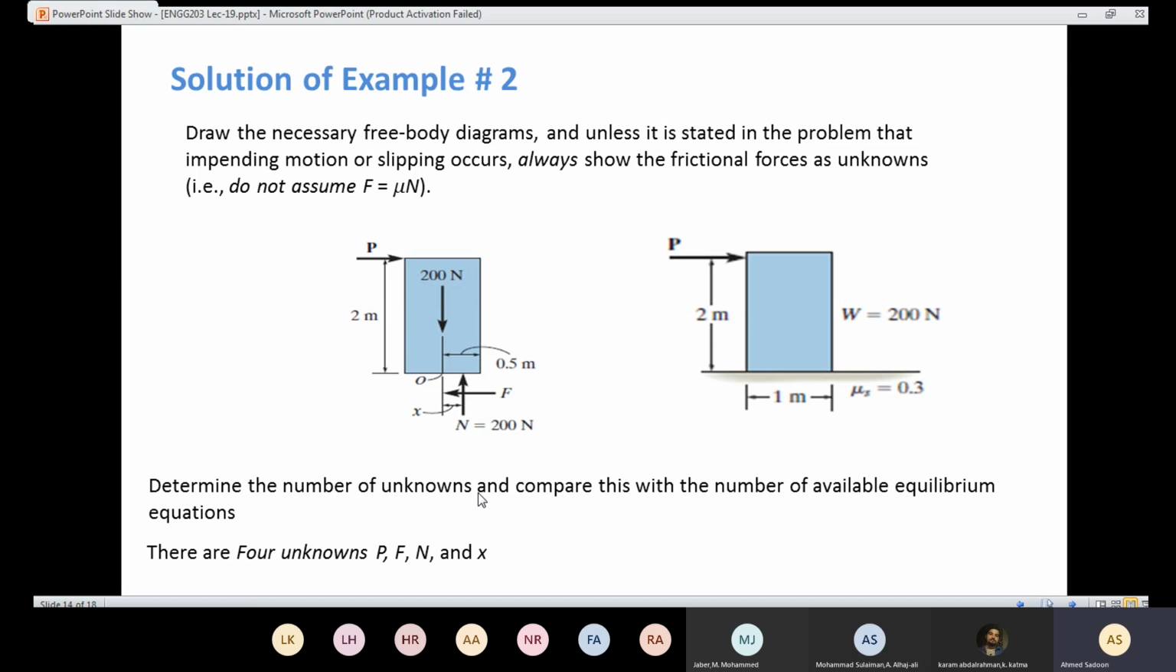And how many equations do we have? We have 3 equations. We have the moment about any point should equal 0. We have the summation of the forces in x should equal 0. And we have the summation of the forces in the y-axis should equal 0. So in this case, I need to do something so that I can determine the unknowns, because I have 4 unknowns. So I need to assume.